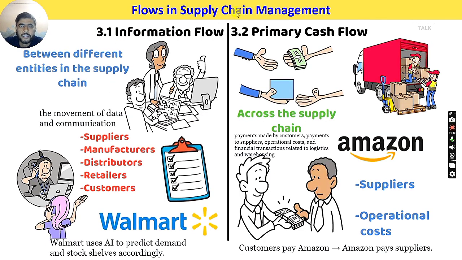So these are the flows in supply chain management: first of all information flow, and primary cash flow. Information flow means the movement of data and communication between different entities in the supply chain. For example, Walmart uses AI to predict demand and stock shelves accordingly. In Walmart, suppliers, manufacturing, and distribution are all their own. But in cash flow, like if you want to buy shoes from Amazon, first of all you have to pay your amount to Amazon, and Amazon will pay the amount to the manufacturer where your shoes are manufactured. So this is an example of cash flow.